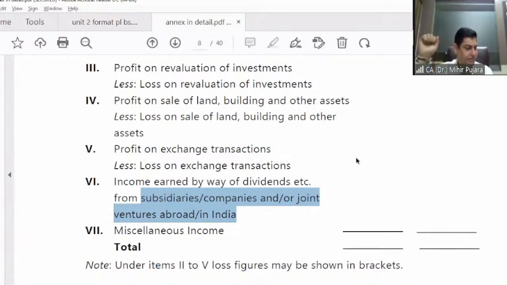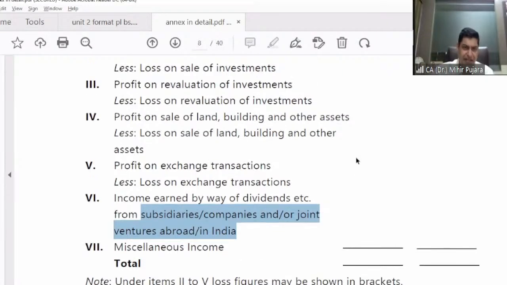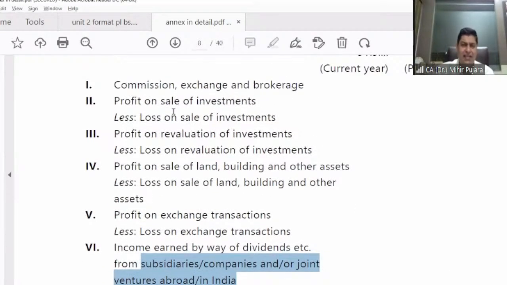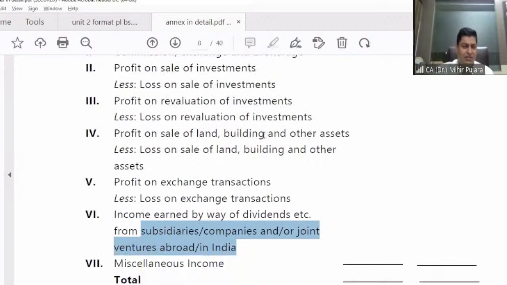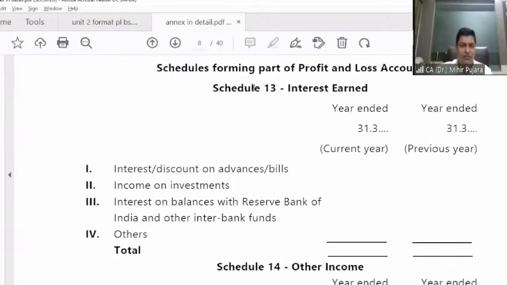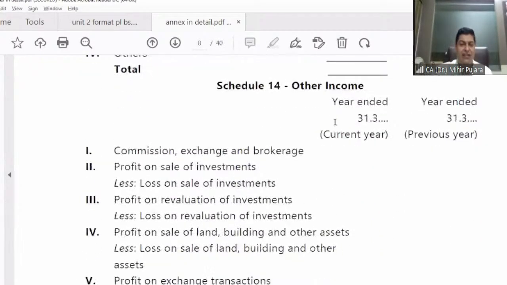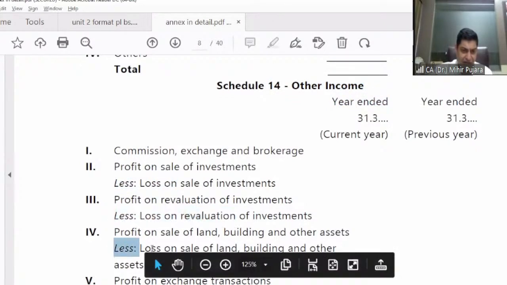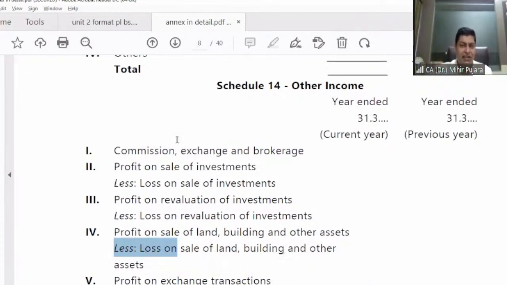So you can say all other income: commission, exchange, brokerage, profit on sale of investment, profit on sale of assets, dividend from subsidiaries, all other is part of 14. So in 13 there are only four amounts, and 14 is everything else. And see, guys, loss is deducted and profit is added. Very simple. In 14, loss is in minus, profit in plus. So 13 and 14 are done.